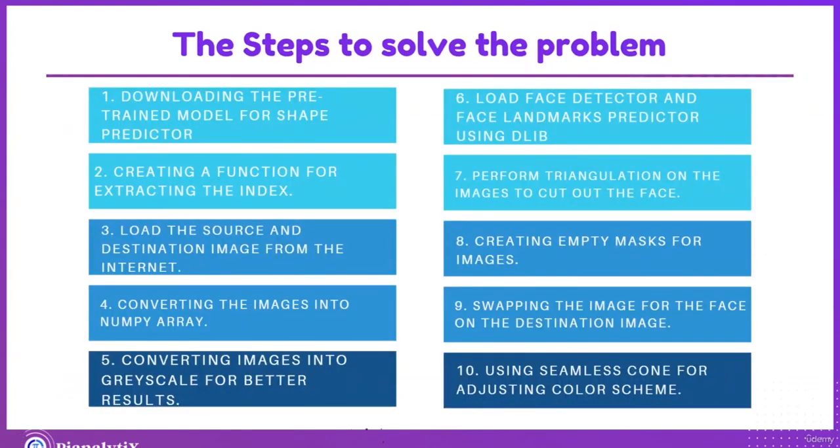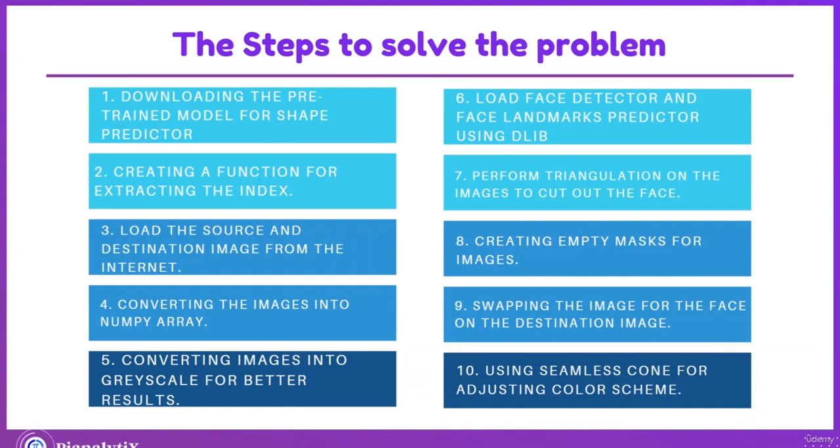So in order to make this project, we will follow these 10 simple steps. Initially we will download the pre-trained model for shape predictor. Then we will be creating a function for extracting the index of the images. Next we will load the source and the destination image from the internet using the request library. Then we will convert those images into a NumPy array.